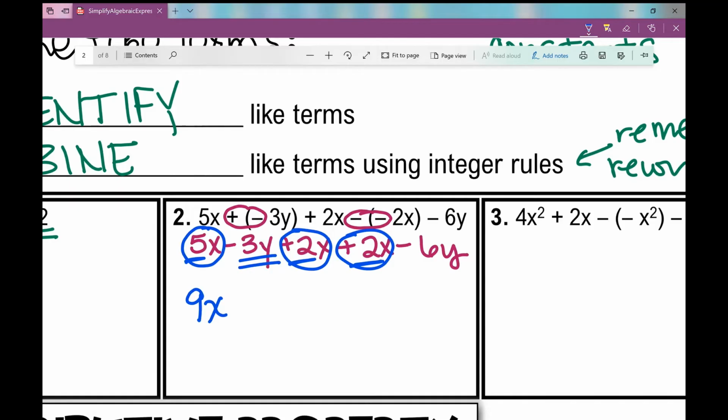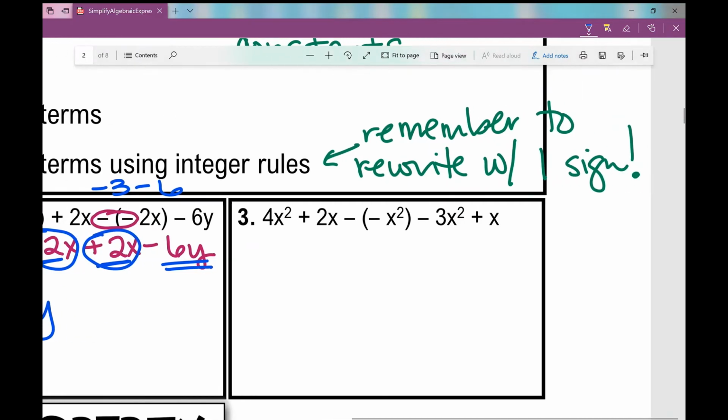Negative 3y and negative 6y. Those are terms that are alike. So when I combine them, I've got negative 3 and negative 6, which when we did our integer rules, what did we do here? Same signs, add and keep. That would be negative 9. When we're combining like terms, last name stays the same, minus 9y. Let's go to example 3.